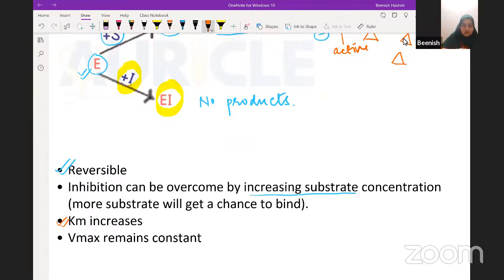The Km increases. Okay, remember what was Km? It was that substrate concentration at which the velocity was half of the maximum. So earlier, let's imagine two substrates were there, and the Km was being reached. Now you need to add like 6 substrates. So you're increasing the substrate concentration. So what is happening? Increasing the Km, but the Vmax remains constant.